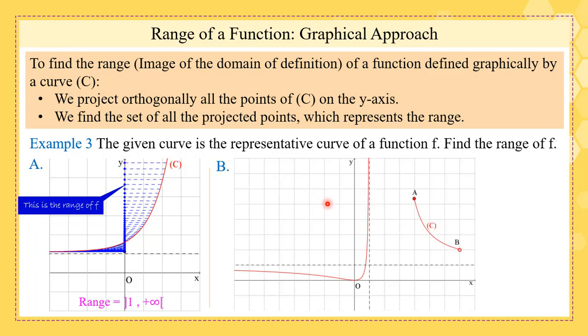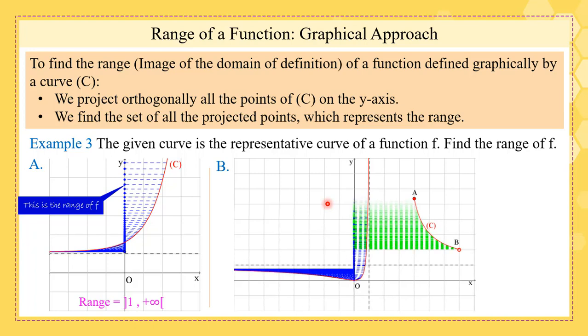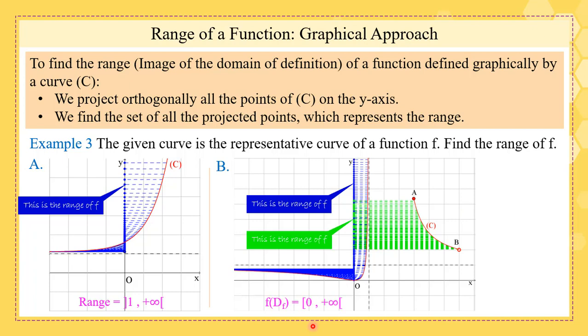This curve, if we project it on the y-axis, you see, this is the range, and this is also the range, and in this case the range would be closed at 0, opened at positive infinity. And notice here that in case of the range, the intervals might overlap. So notice here that the difference between the domain and the range is that the domain is the set of projected points on the x-axis, whereas the range is the set of projected points on the y-axis.